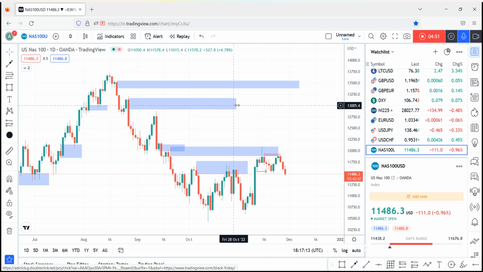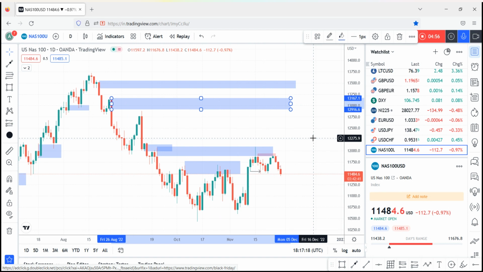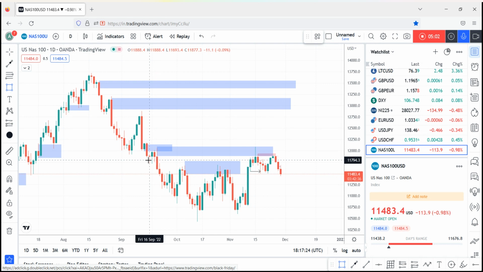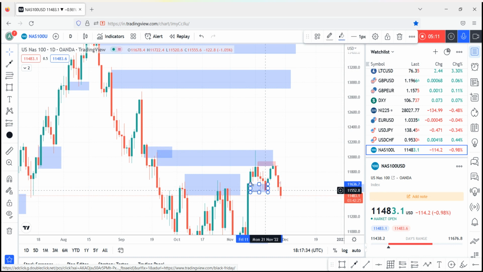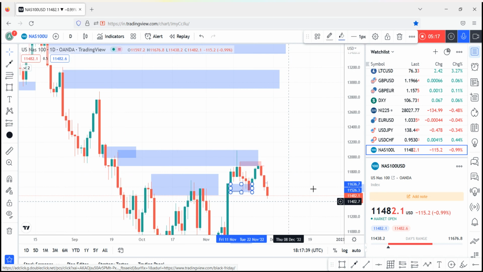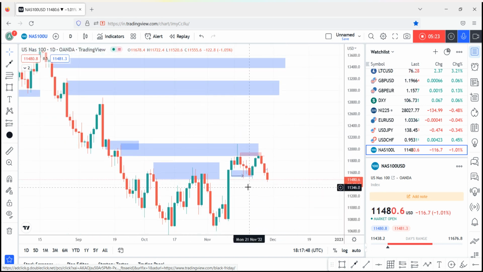And for the zones that are unmitigated, there is a high chance that price will hold from those zones, right? And if you are taking zones that are already mitigated, there is a high chance that your stop loss can hit, right? Just like this zone is already mitigated, and price just went up. And if you are taking a trade from these zones, there is a high chance that you will get hit. Why? Because these zones are already mitigated.